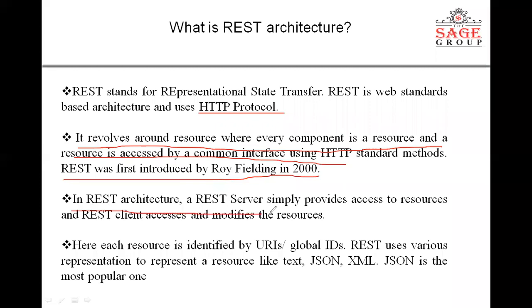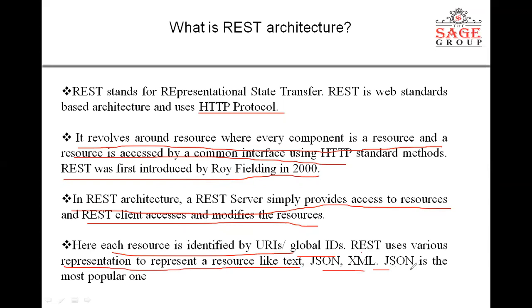In REST architecture, a REST server simply provides access to resources and a REST client accesses and modifies the resources. Here, each resource is identified by a Uniform Resource Identifier, each having a global ID, which can have various representations to represent a resource like text, JSON, XML, and JSON is the most popular one, right? So you have to be aware of JSON.